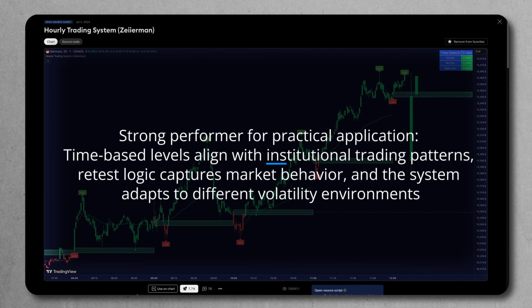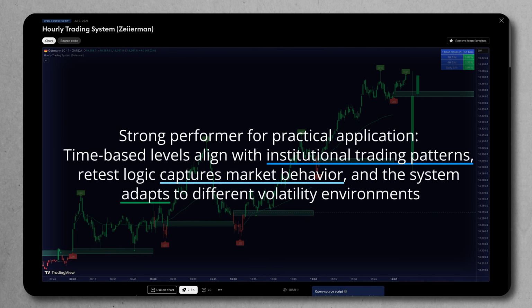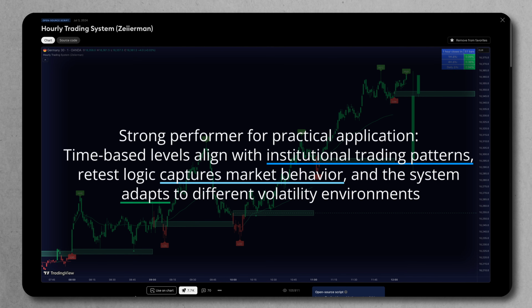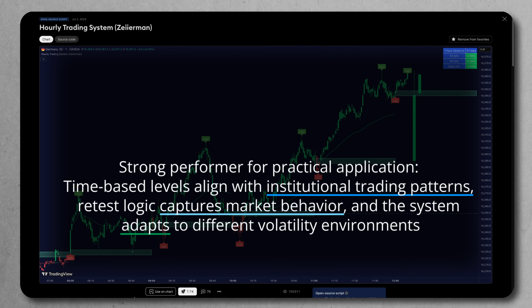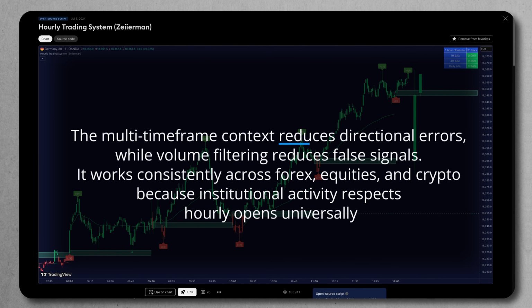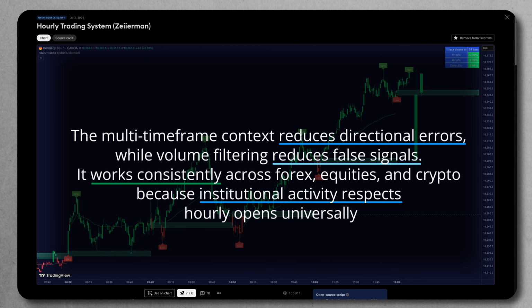Strong performer for practical application. Time-based levels align with institutional trading patterns. Retest logic captures real market behavior, and the system adapts to different volatility environments. The multi-time frame context reduces directional errors, while volume filtering reduces false signals. It works consistently across Forex, equities, and crypto because institutional activity respects hourly opens universally.